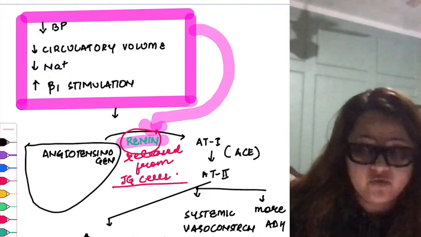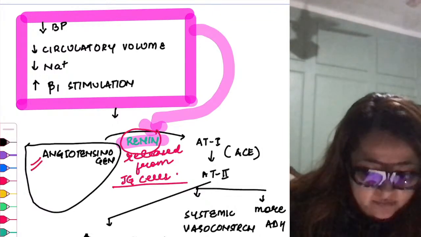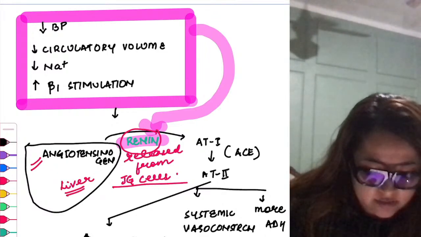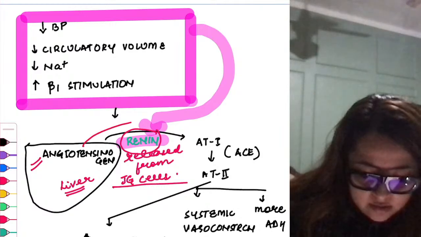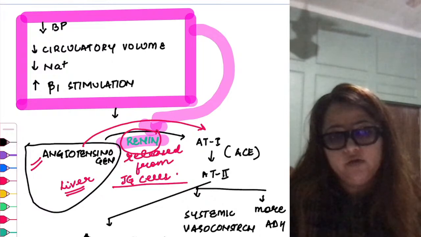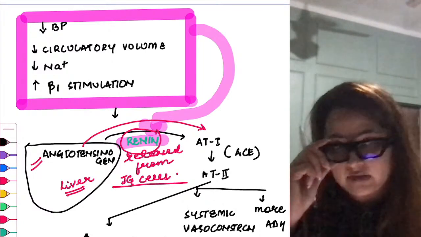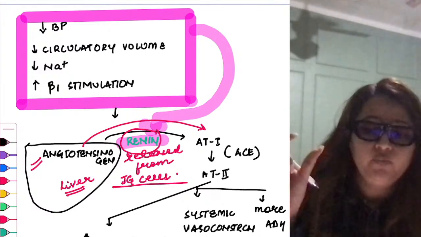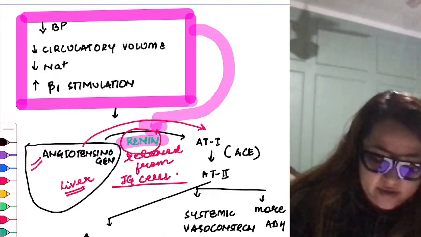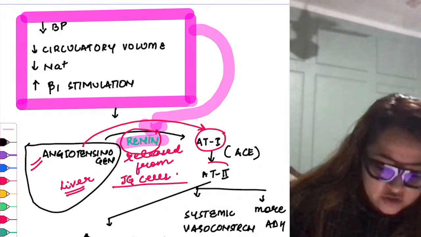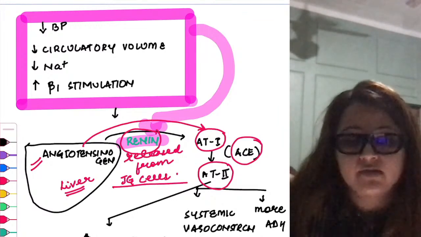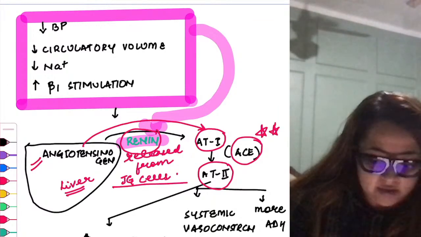Once renin is released from the JG cells of the kidney, there is something known as angiotensinogen, which is there in the liver. From the liver, angiotensinogen is converted into angiotensin 1 under the influence of renin. So if they ask you in which reaction renin is taking part, you should know that renin is converting angiotensinogen into angiotensin 1. Now angiotensin 1 is converted into angiotensin 2 with the help of angiotensin converting enzyme, that is ACE. This is also a very important point.